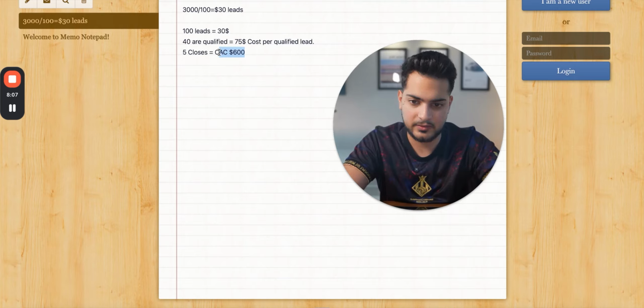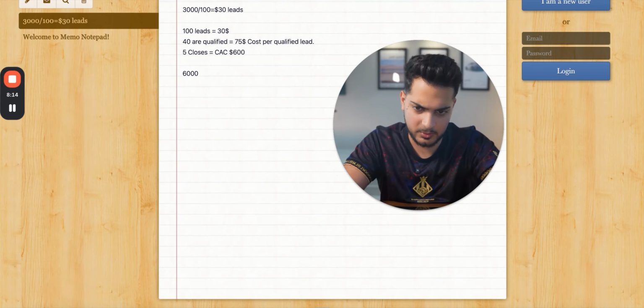As soon as you have this math, you make this into a predictable asset. So for example, let's say next month you spend $6,000. And of course, these numbers vary as well.